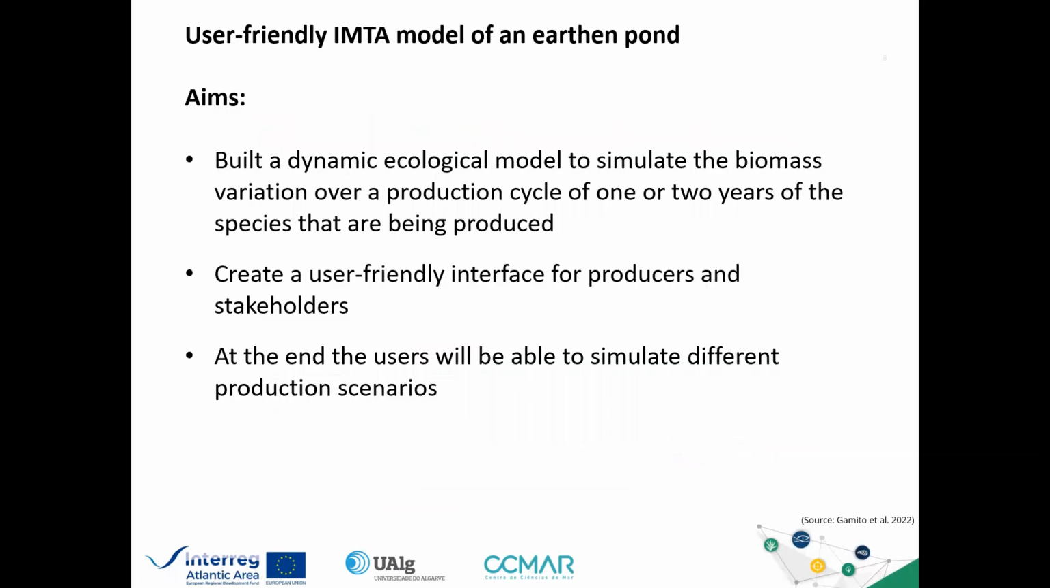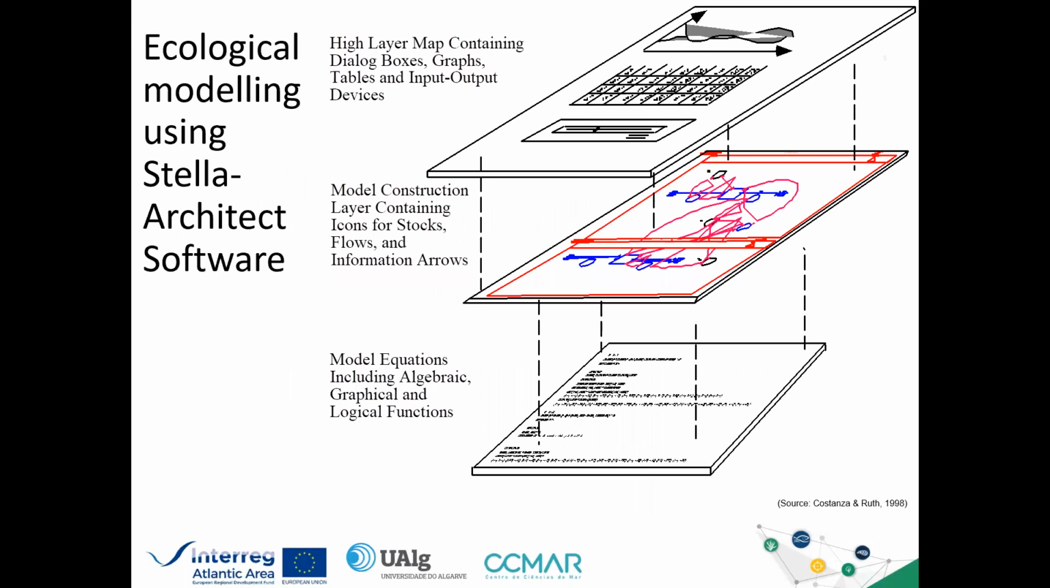The aim of our model is to build a dynamic model to simulate the biomass variation of the species being produced over a production cycle that can be 1 or 2 years, and to create a user-friendly interface for producers and stakeholders. So at the end, we hope that users will be able to simulate different production scenarios. We are using software that allows us to build that interface, which is Stella Architect.